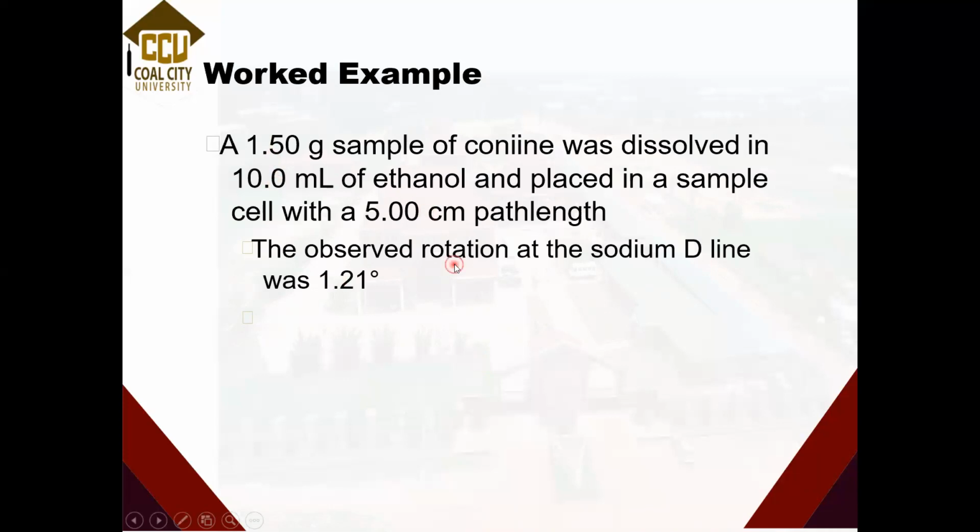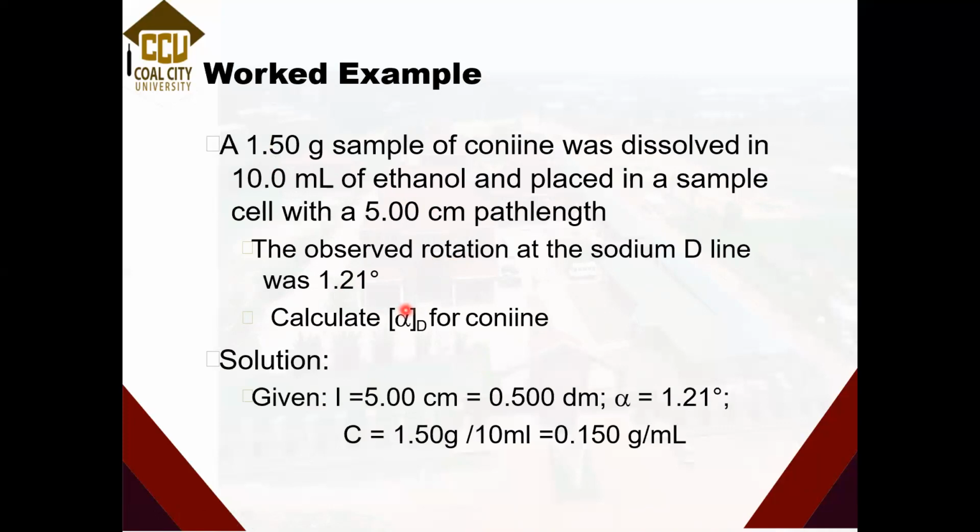So how do we solve this question? We have to calculate for the what? Let's calculate for the specific rotation. In the question, don't forget we're given the observed rotation already. We have to look for the specific rotation. Let's see how to solve this. What were we given? Well, first we're given the length. The path length of the sample tube is 5.00 centimeter. We have to convert that to decimeter.